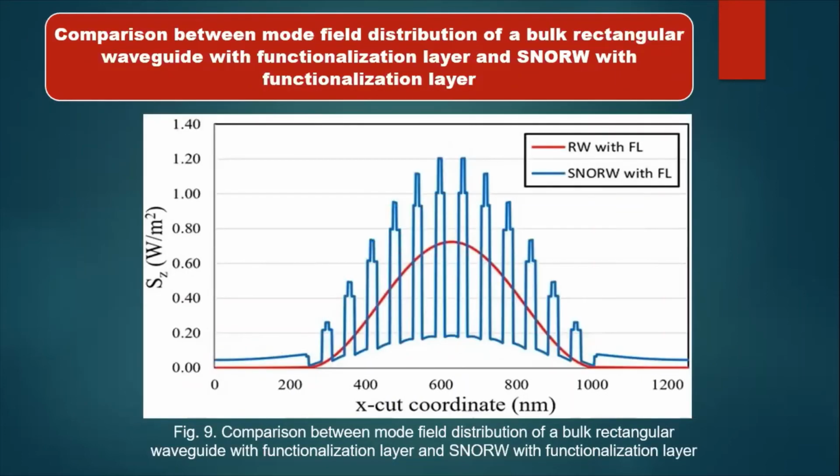Now moving on to our third comparison, which is the comparison between the mode field distribution of a bulk rectangular waveguide with functionalization layer and SNORW with functionalization layer. Well, here one can see that this is a very basic comparison. It can be observed that both of them have the same Gaussian-shaped curve. Another insight is that the red graph is a smooth one, which is not the case for the blue graph. Moreover, for the blue one, the energy is above the red graph at some places, and in some regions, the energy is below it.